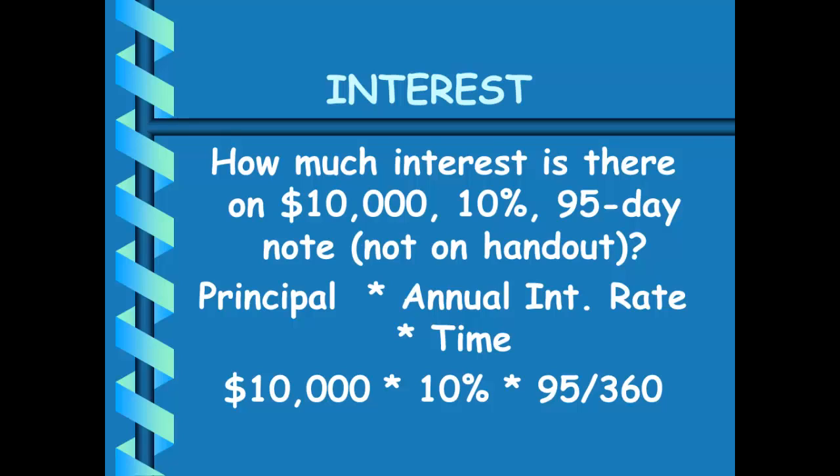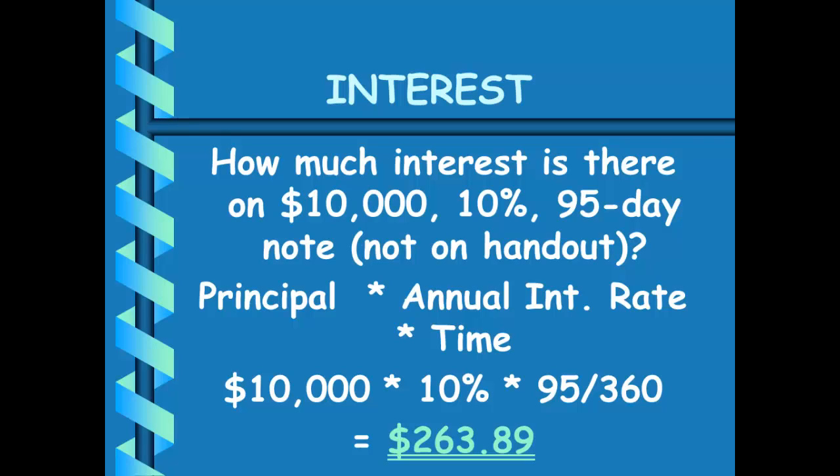Now, if you have the fancy calculator, you can type in 10 and then push the percent button. What if you got the dollar store version of the calculator? No percent button for you. What are you going to do instead? 0.1, exactly. Times 95 divided by 360. Let's carry our final answer out to a penny in terms of rounding. What is the amount of interest on this note? $263.89. Do we agree? I was very particular about that. 10,000 times 10% times 95 divided by 360 is $263.89.